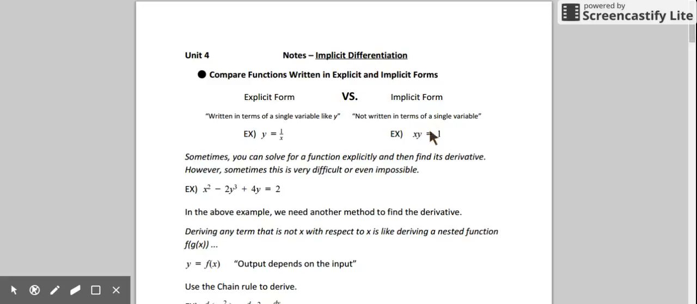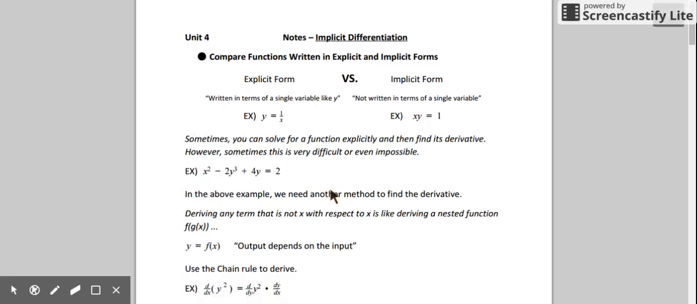So these are actually the same function or the same equation. This is written in implicit form. We just multiplied both sides by x. This is written in an explicit form. So a lot of times we've been deriving in an explicit form, although we can actually derive it in an implicit form by using the following strategies.